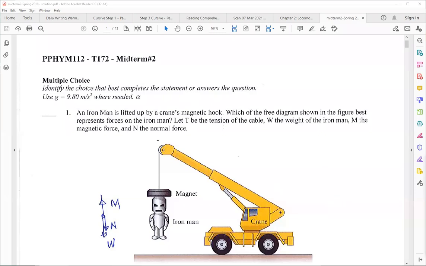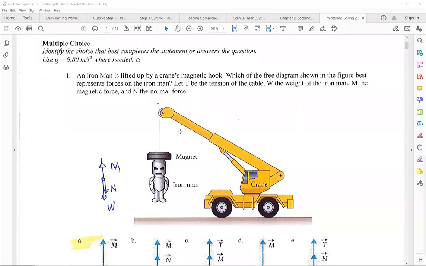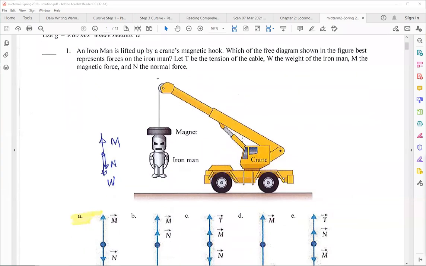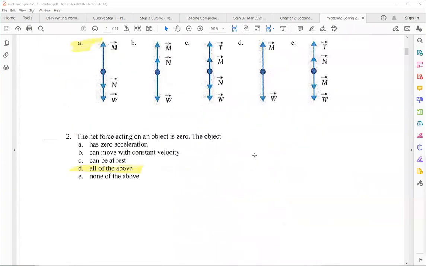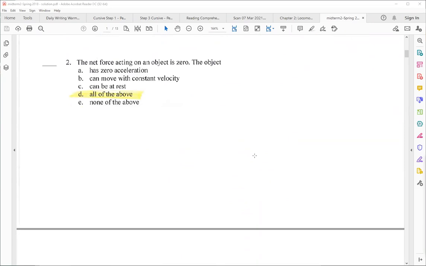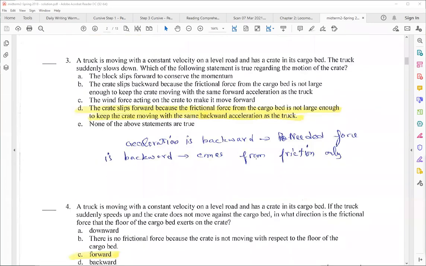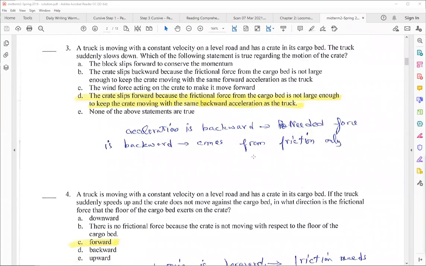So the first two questions we've already covered, okay? The Iron Man, if you remember, we already talked about this when we covered this part. Also question number two, we already covered this one. Now the ones we did not cover are starting from question three, okay? So from question three onward.